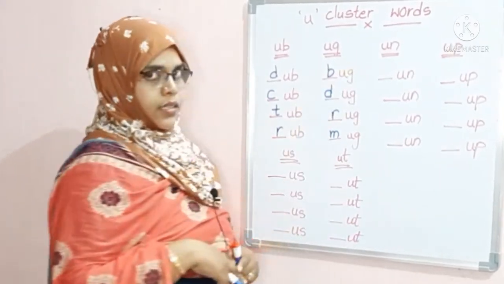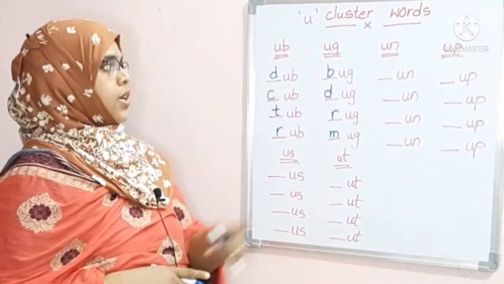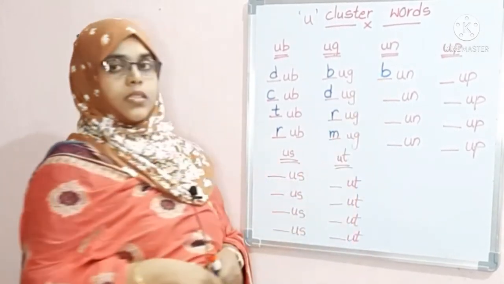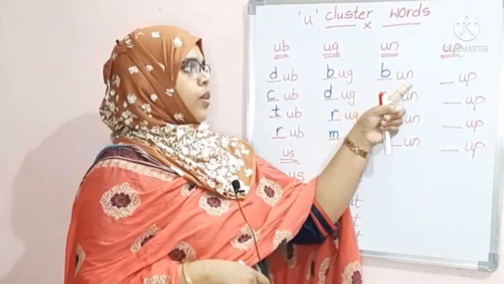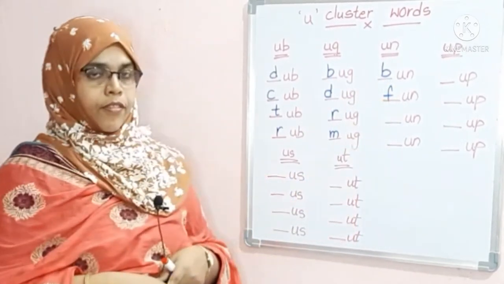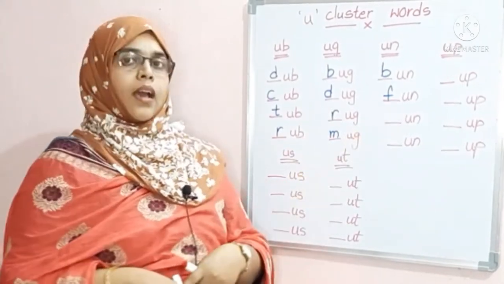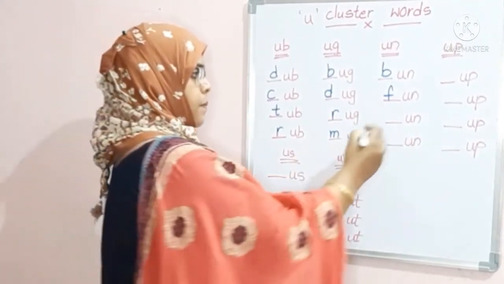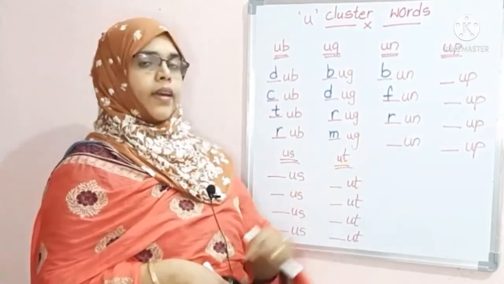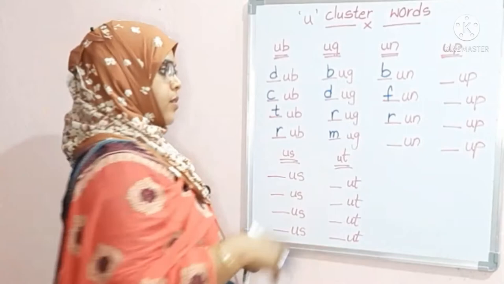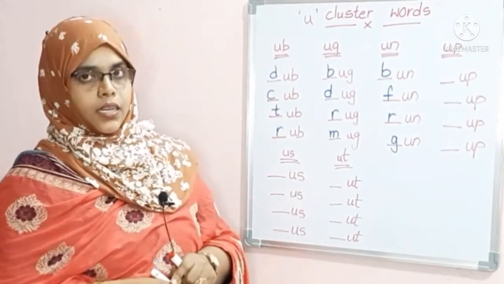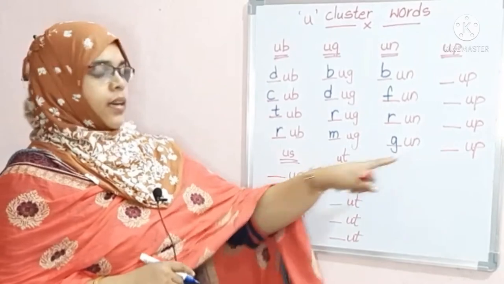Now coming to the next cluster, UN. What is this? UN cluster. To this UN cluster, if I am adding letter B, B UN will be BUN. This is letter F, sound of F is F, F UN becomes FUN. This is R, sound of R is R, R UN becomes RUN. This is letter G, sound of G is G, G UN becomes GUN.